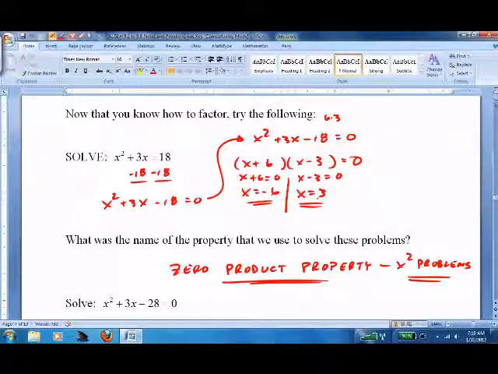Let's check it out. Try negative 6 squared plus 3 times negative 6. 36 minus 18 equals 18. Looks like it works. Try 3. 3 squared is 9 plus 9 equals 18. Looks like it works. Do you have to check? Recommend it. It was very quick. Probably make sure you'll get it right that way, but it's up to you.